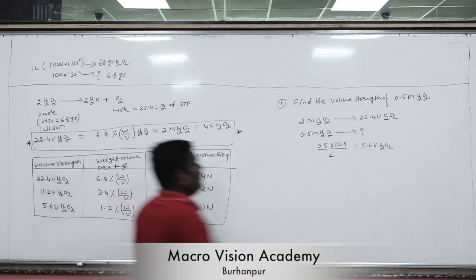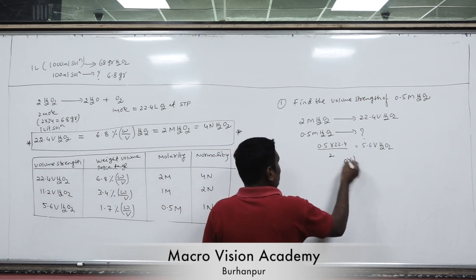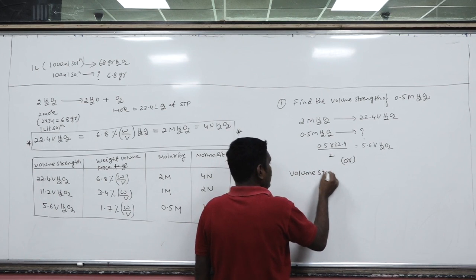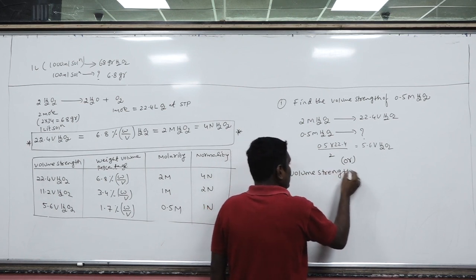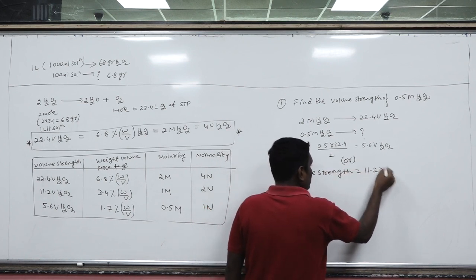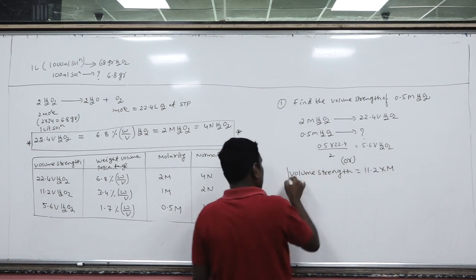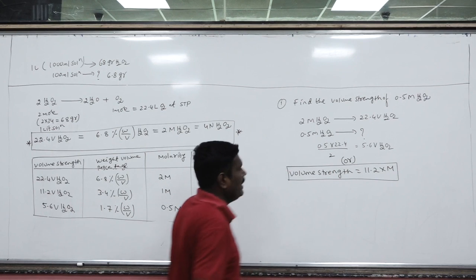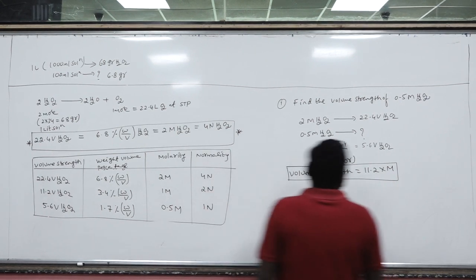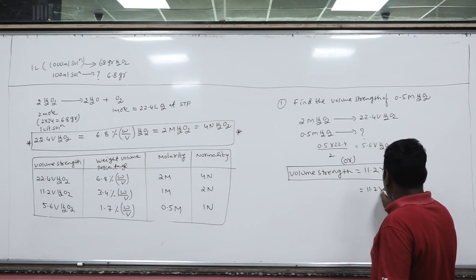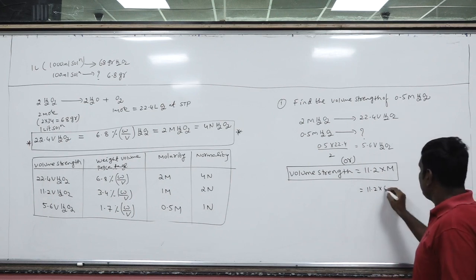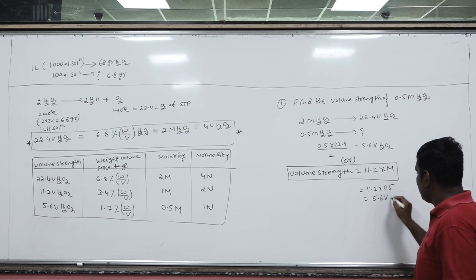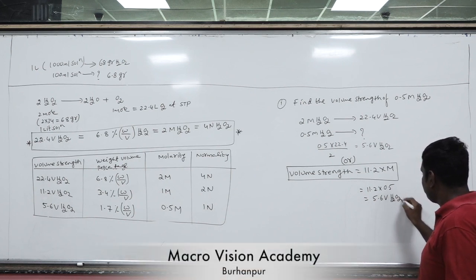Otherwise, you have a direct formula. What is the formula here? Volume strength is equal to 11.2 into molarity. Direct formula we have. Now, what is the molarity given to you? 0.5. So you have 5.6 volume strength of H2O2 as the answer.